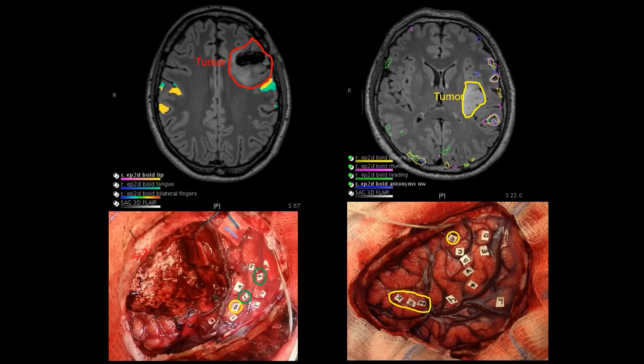On the left, we see a left frontal tumor highlighted in red, and just posteriorly, motor activation sites for the lip in yellow and tongue in green. Below, our intraoperative map shows nice correlation with stimulation-based activation of the lip in yellow and tongue in green.